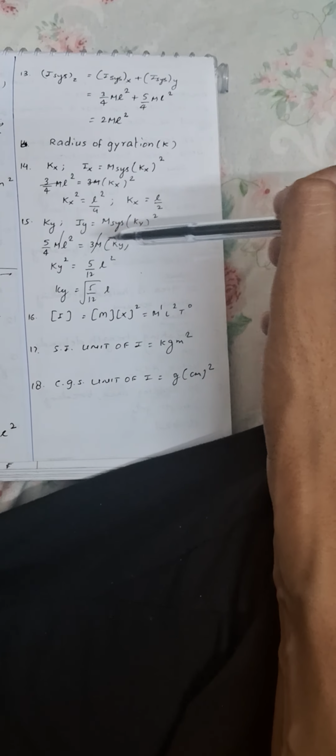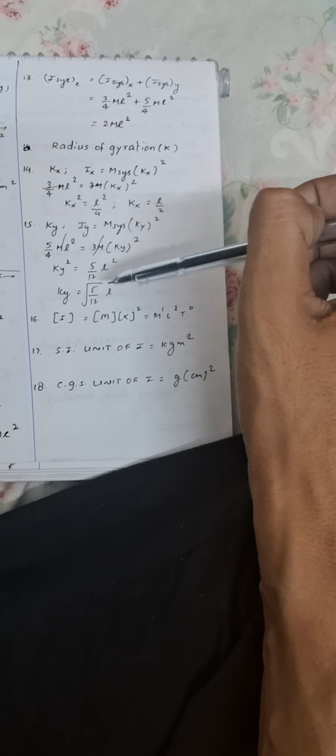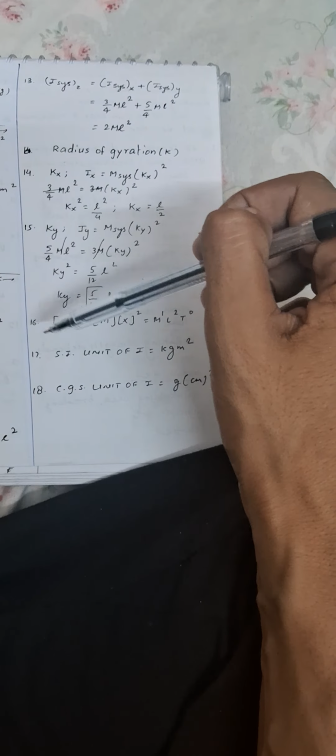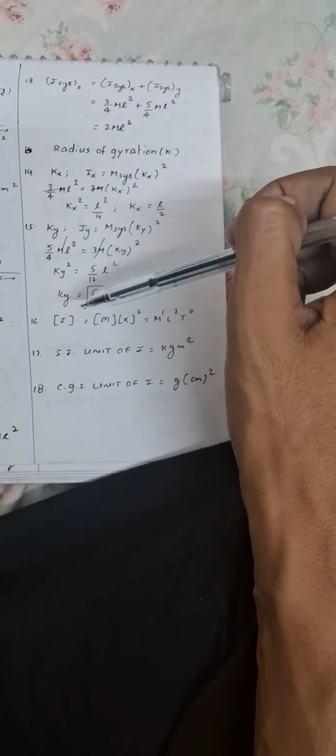Next is the radius of gyration about the y-axis. We have Iy as m system into ky whole square. After substituting the values, we get the radius of gyration about the y-axis as root 5 by 12 into L. Next we have the dimensions of moment of inertia. It is M1 L2 T0. Next question is the SI unit of moment of inertia, it is kilogram meter square. Next is the CGS unit of moment of inertia, it is gram centimeter square.